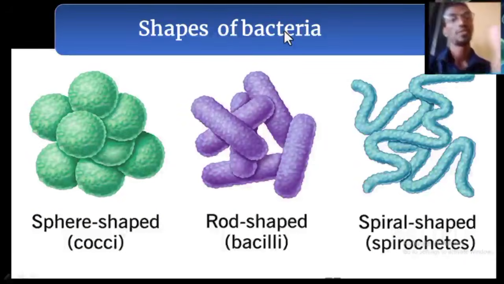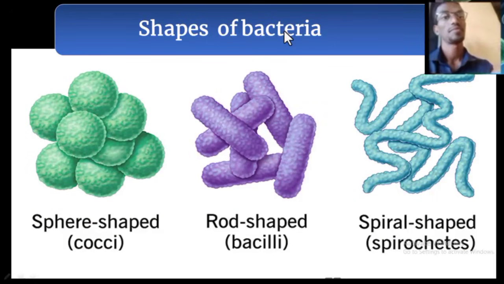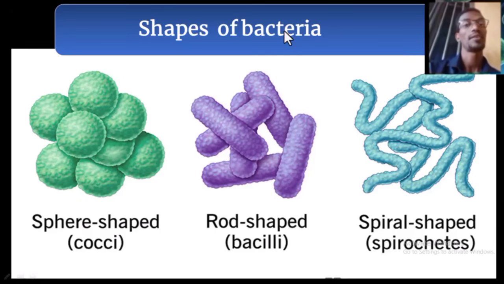Here we have, this one is what? It shows us the bacilli or the rod-shaped bacteria. And the one which is circle in shape are what? They are cocci, okay? Cocci.